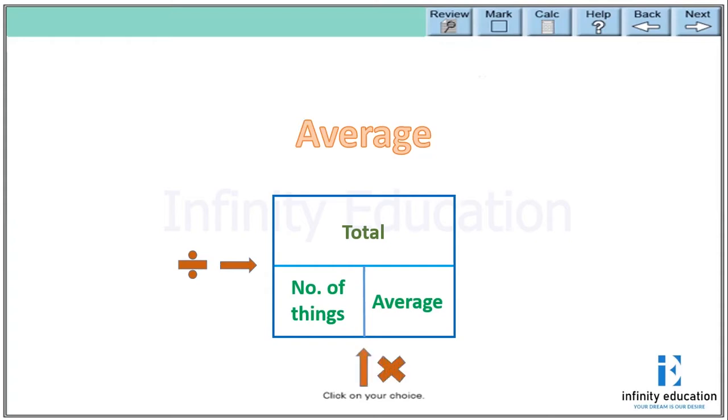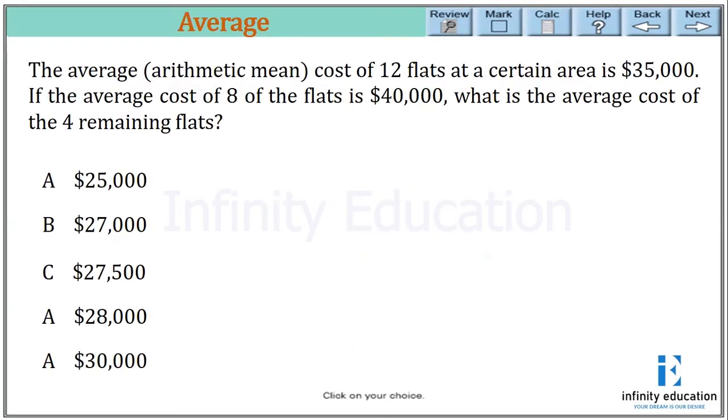So now let's do some examples. The average cost of 12 flats in a certain area is $35,000. If the average cost of 8 of the flats is $40,000, what is the average cost of the 4 remaining flats? Now this is the whole question. Now let's see the information one by one.